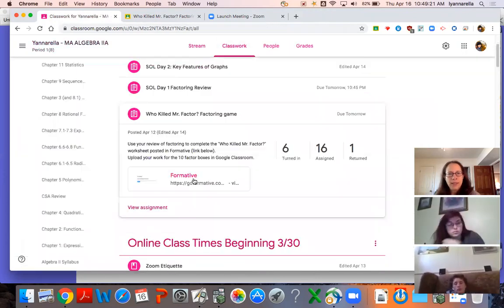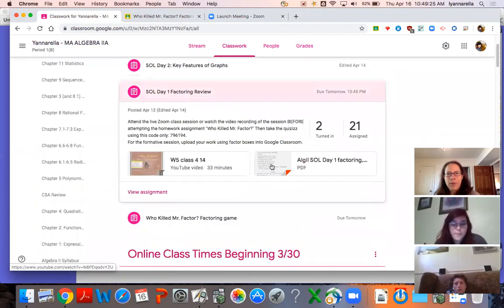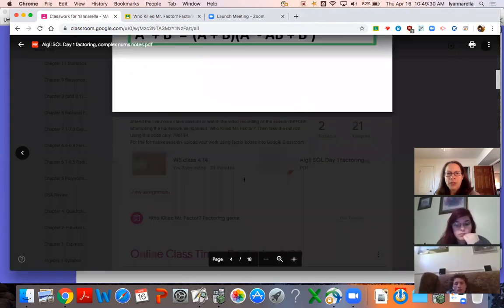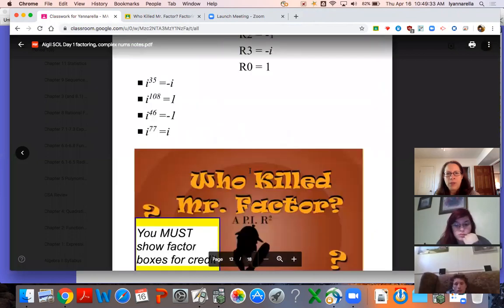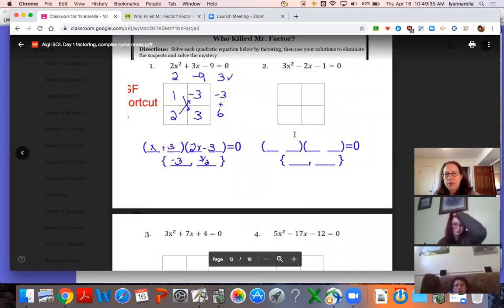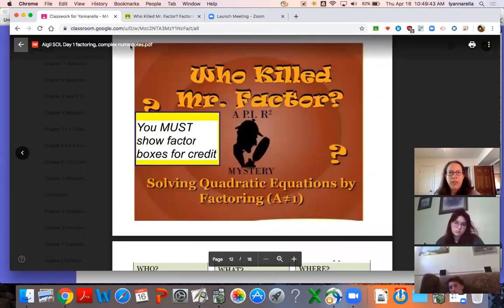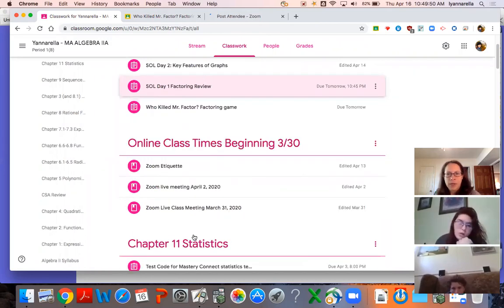So they took the PDF file from the factoring review, and when they uploaded it, they were able to work on it in DocHub, and they actually just did the factor boxes right on top of the file. So if you go back to the Who Killed, they did the factor boxes right in here and then just sent it back to me. Whatever works for you, but I do need to actually physically see that. It's not enough to say you did it and check turn in. I actually need to see it. Okay, you guys good? I'll check on it.